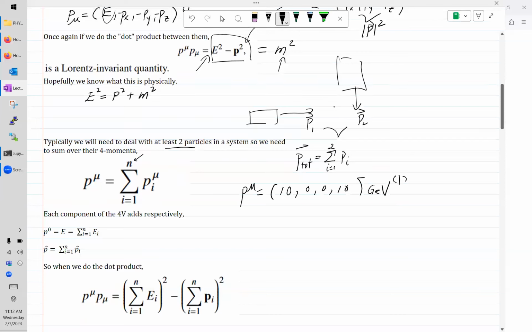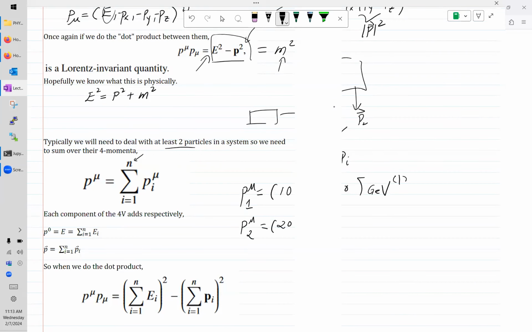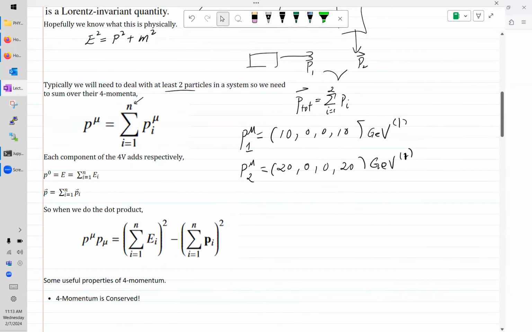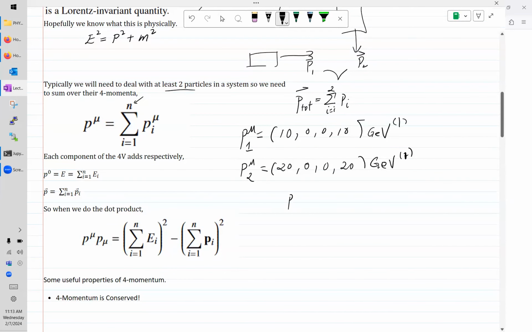Anyway, let's say we call that the momentum of particle number 1, and then we have a momentum of particle number 2. Let's say it's 20, just to make the math easy. Let's make the x and y components both 0 and then 20. It just has twice the magnitude. So the dot product between P1 and P2 will be what?